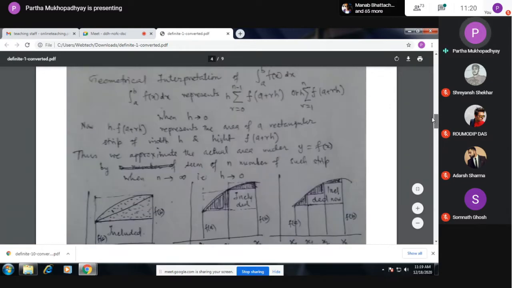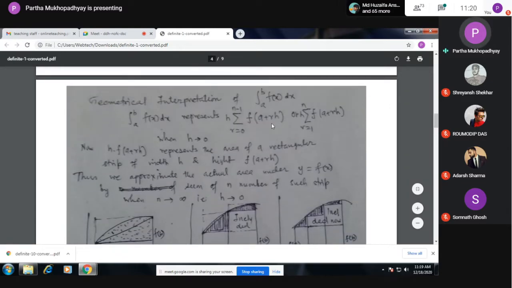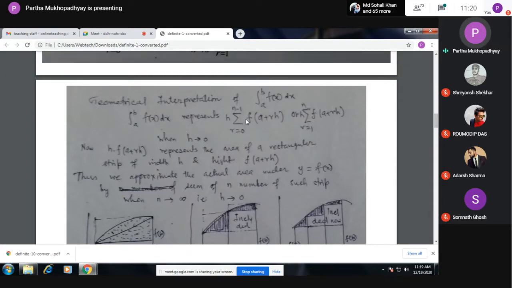Okay. So if you take the sum of all this, that means f of a plus r h into h. Now h is constant. We told you for the calculation convenience, we will do it. So h is constant, I'm taking it outside this summation. So h of summation of f of a plus r h, r is equal to 0 to n minus 1. That is why it is 0 to n minus 1, because we are taking the left hand side convention. Or equivalently, h into summation, r is equal to 1 to n.